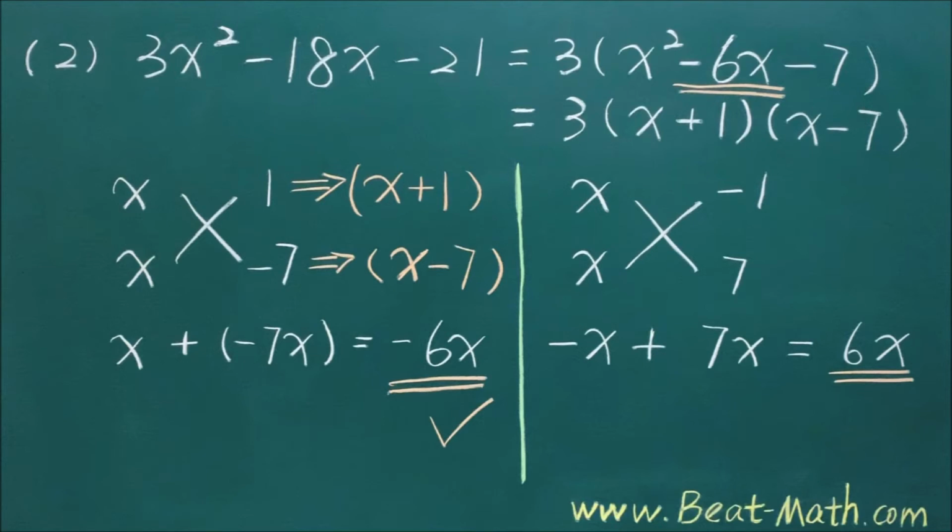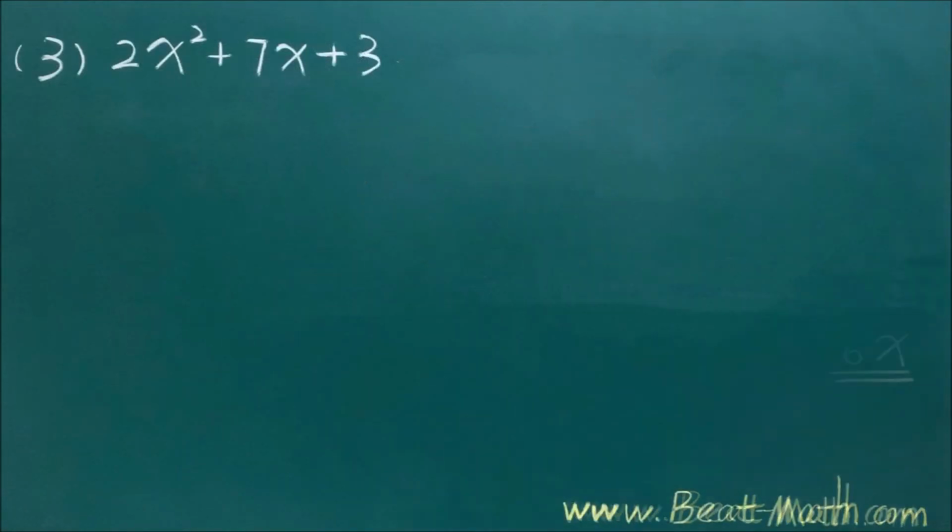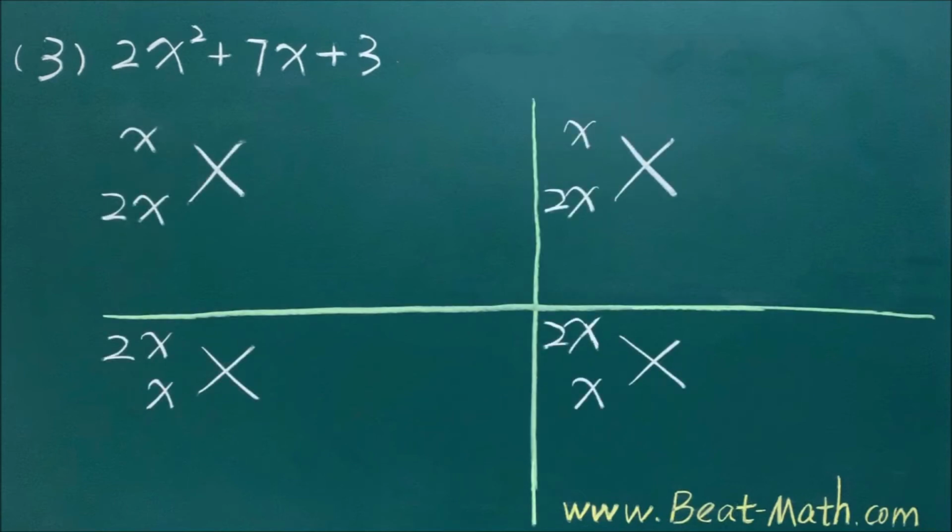Now, let's move on to the next one. 2x squared plus 7x plus 3. Here the coefficient of x squared is not 1. Pay attention, because the left side of the cross is x and 2x, not x and x anymore.